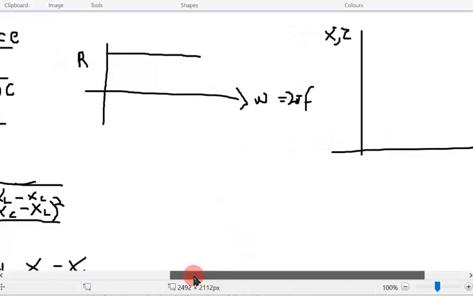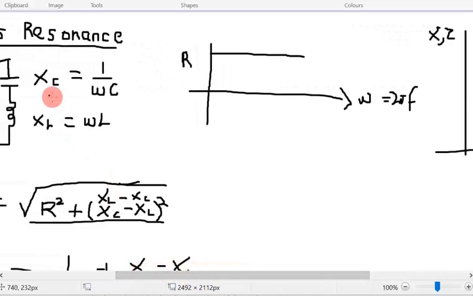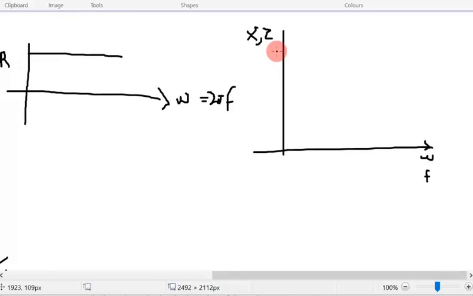Now, if we look at the capacitive reactance, it is the inverse. It depends on the inverse of the frequency. So if we have an inverse curve, it will look like this. So as the frequency increases, capacitive reactance reduces. The capacitive reactance decreases as the inverse of the angular frequency.